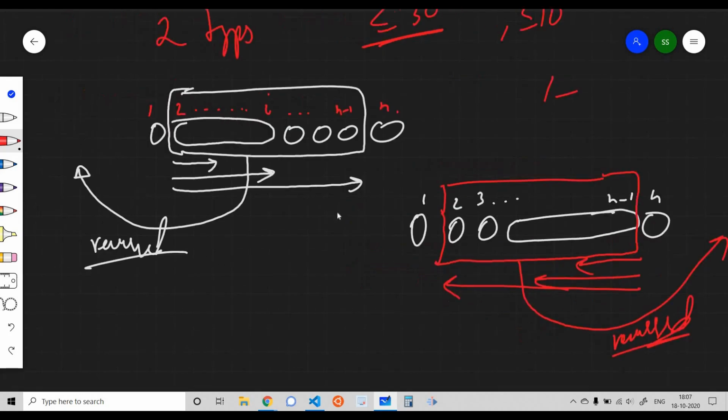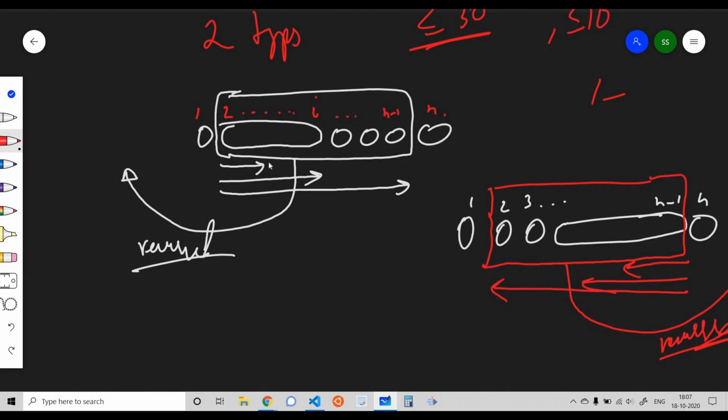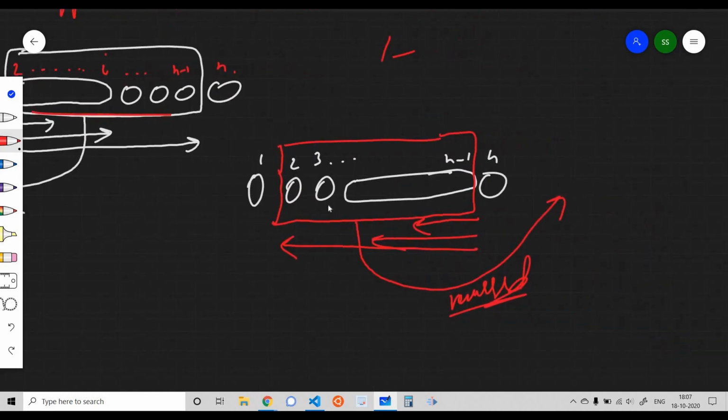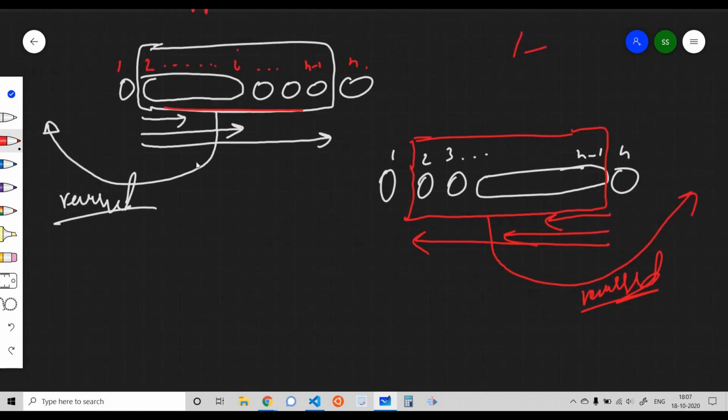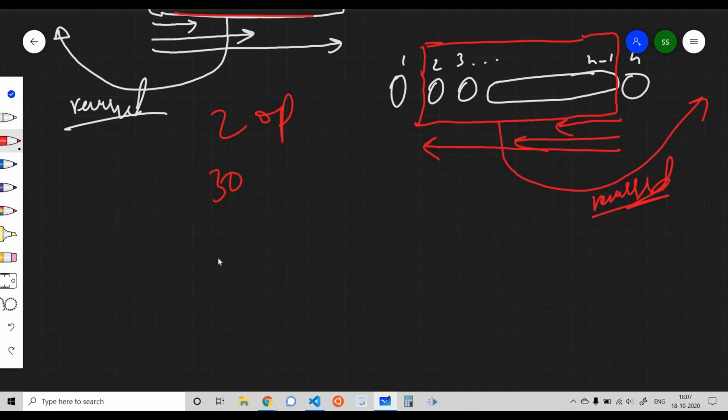the reverse of this substring. So here I was appending at the beginning the reverse of this substring, and in the other operation I am appending at the end. These two operations I can perform at most 30 times. After performing these operations, my string should convert into a palindrome.